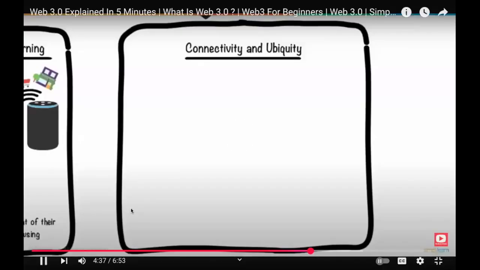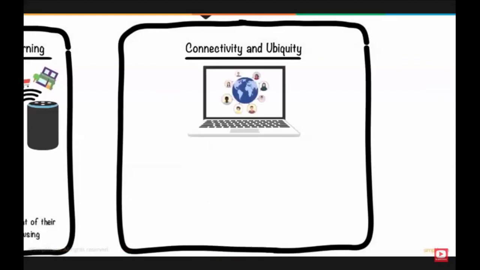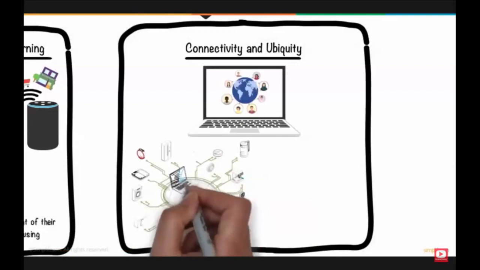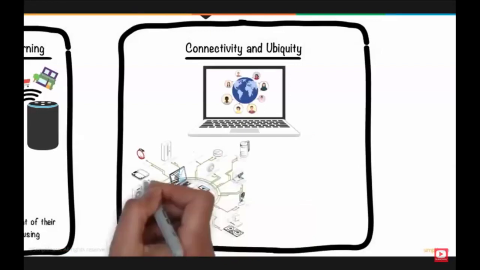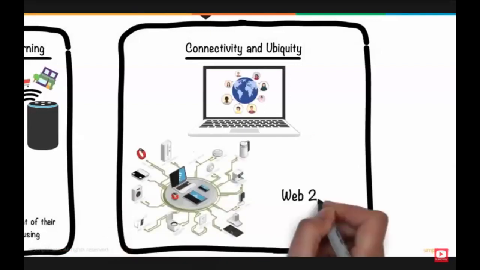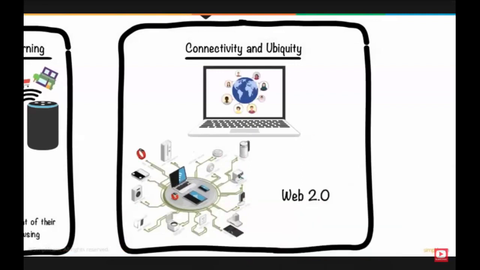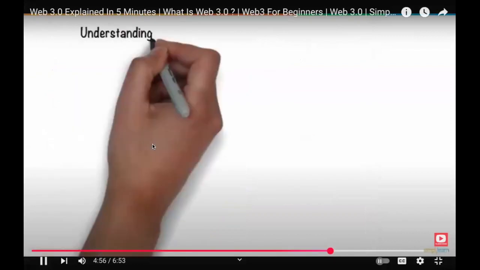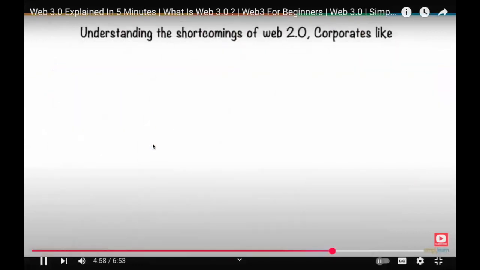In Web 3.0, the internet will be accessible to everyone, anywhere, at any time. Because IoT, Internet of Things technology, will launch in several new smart devices. These internet-connected devices will no longer be limited to PCs and smartphones, as they were in Web 2.0. Understanding the shortcomings of Web 2.0, corporations like Amazon.